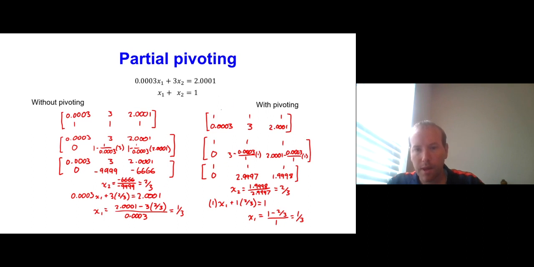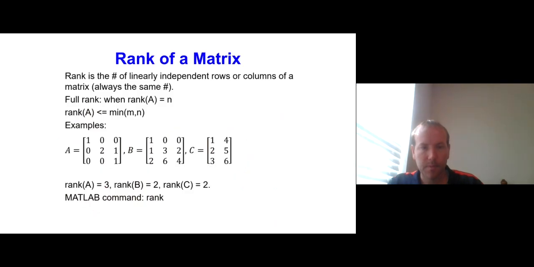However, if you pivot, that means flip the order of the equations and put the 1 at the top, then notice here that all of these operations are more on the same order as 1. And so we no longer have to divide by very small numbers, and you're less likely to encounter round-off error in your answer. So that's an example of why partial pivoting is helpful.